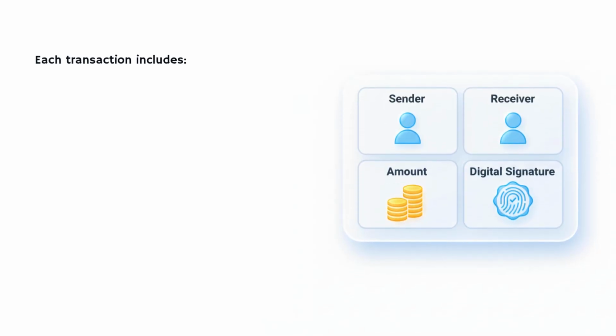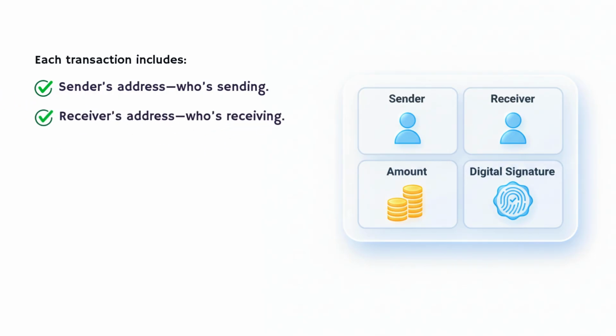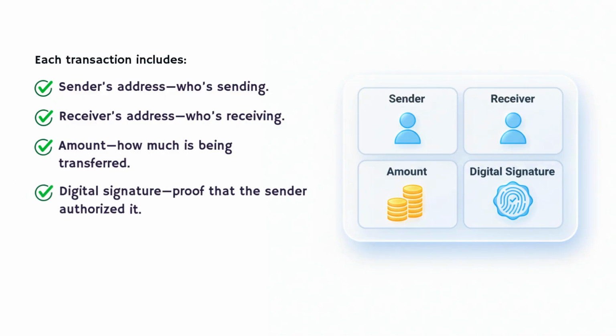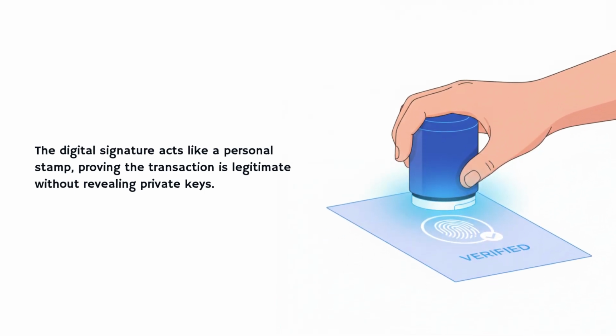Each transaction includes the sender's address, who's sending; the receiver's address, who's receiving; the amount, how much is being transferred; and a digital signature, proof that the sender authorized it. The digital signature acts like a personal stamp, proving the transaction is legitimate without revealing private keys.